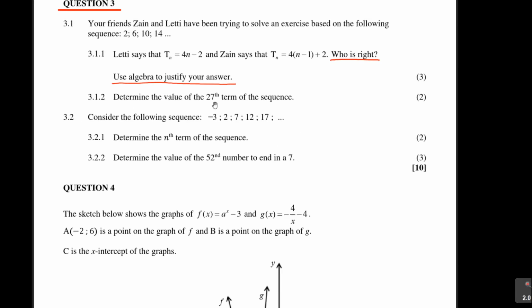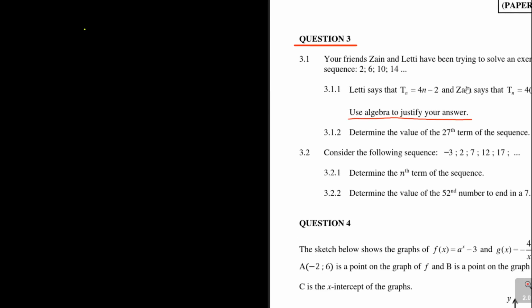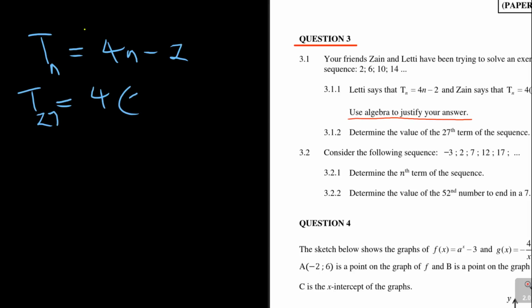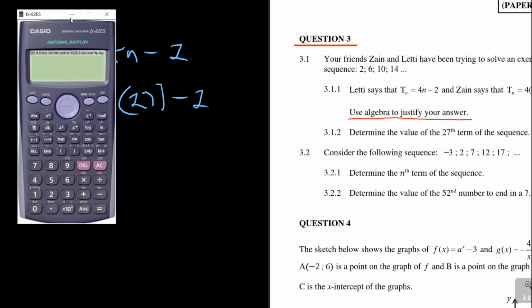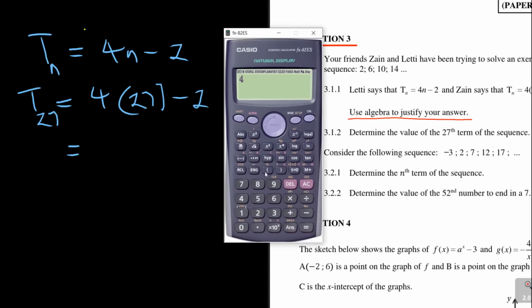And then it says determine the 27th term of the sequence. Now for 27, use the simple one for Letty, which is Tn equals 4n minus 2. Now T27, the 27th term, is equal to 4 into 27 minus 2. Remember how we've been doing this, and the calculator can solve it for you. So you've got 4 into 27 minus 2, and then you get the answer 106.